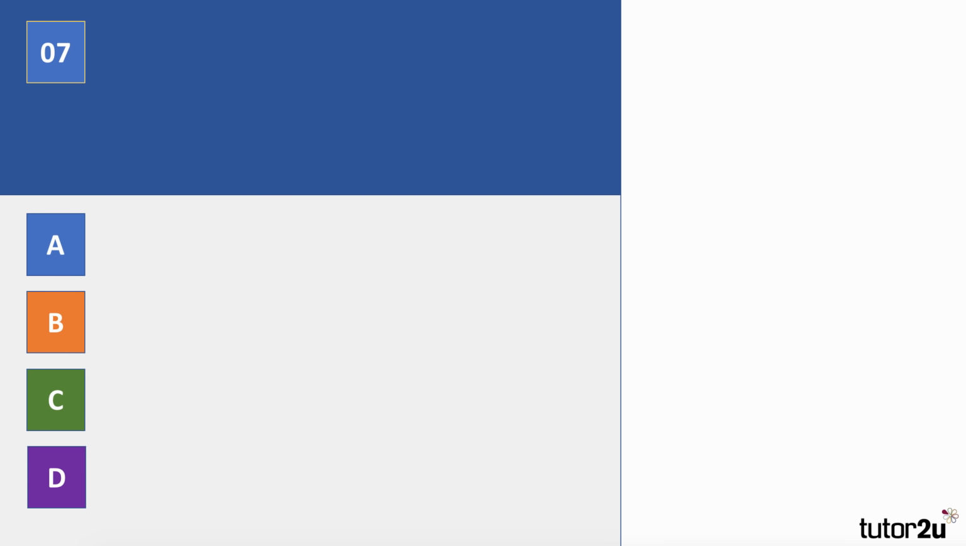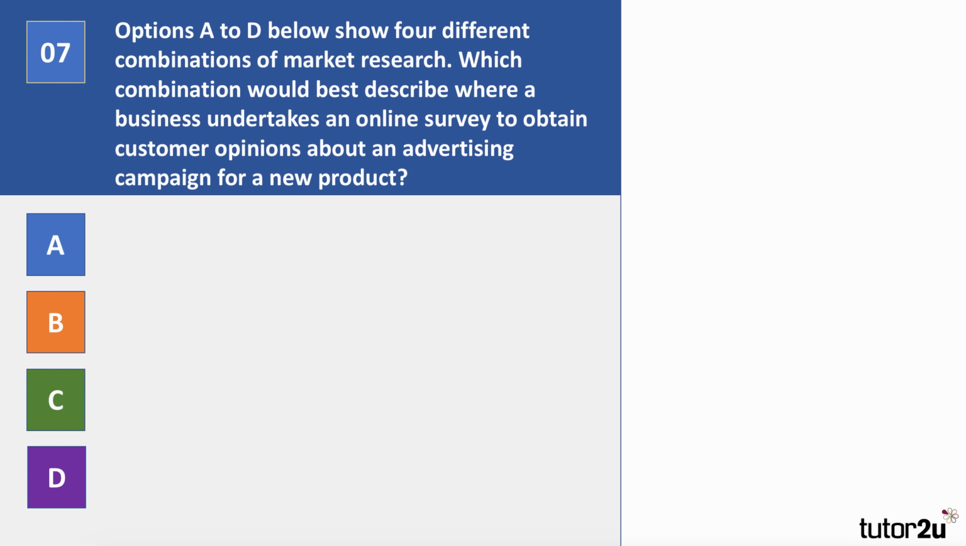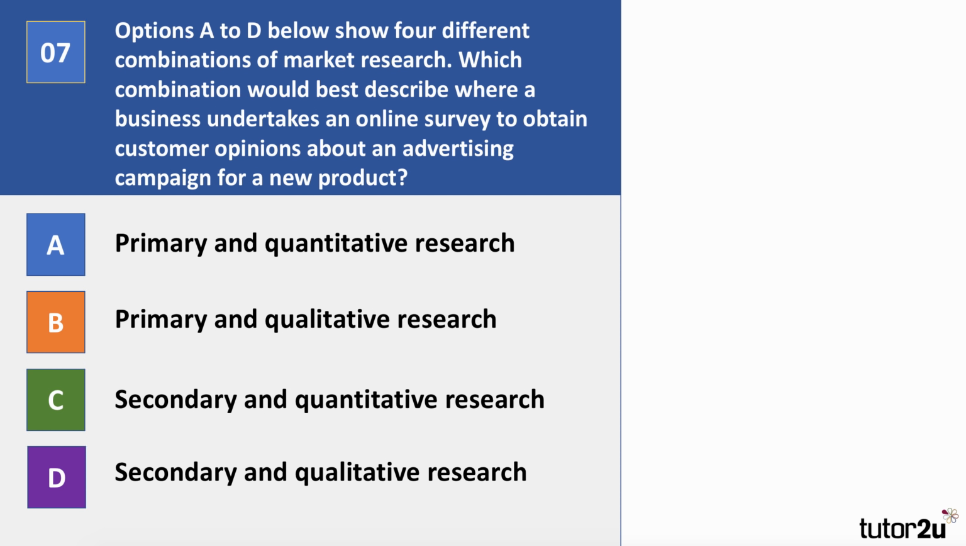Okay, question 7. Options A to D below, which we'll see in a few seconds, show 4 different combinations of market research. Which combination will best describe where a business undertakes an online survey to obtain customer opinions about an advertising campaign for a new product? So here are your options A to D. Pause the video and work out which you think the right answer is.